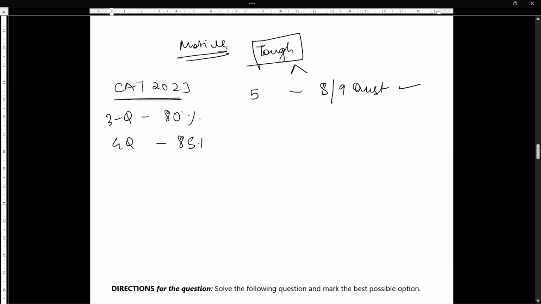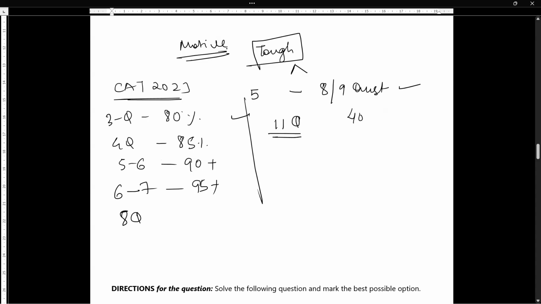4 questions, 85 percentile. 5 to 6 questions, you have crossed 90 percentile plus. Then 6 to 7 questions, 95 percentile plus. When you cross 8 questions with a particular accuracy, these 8 questions need to be right. For example, I have pick and choose. I have attempted 11 questions in 40 minutes. 11 questions I've attempted, and in that I'm not that good with accuracy, so 7 questions were right, the rest 4 questions were wrong. So net 6 questions were right.